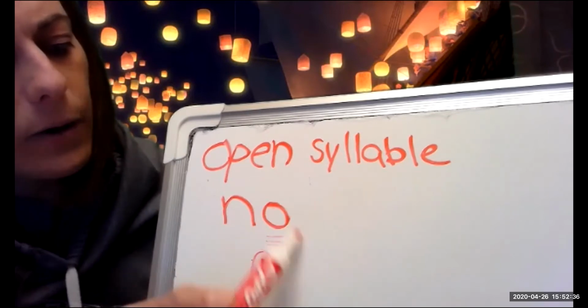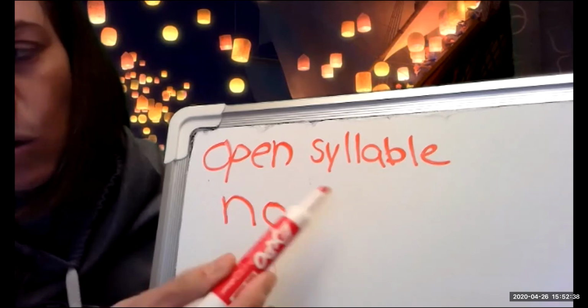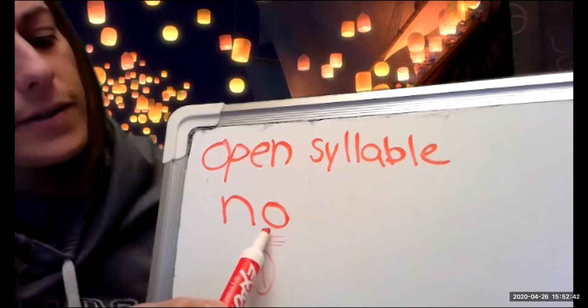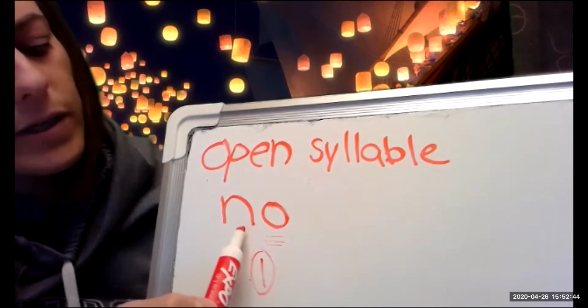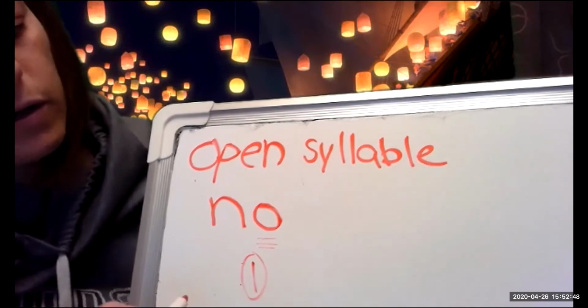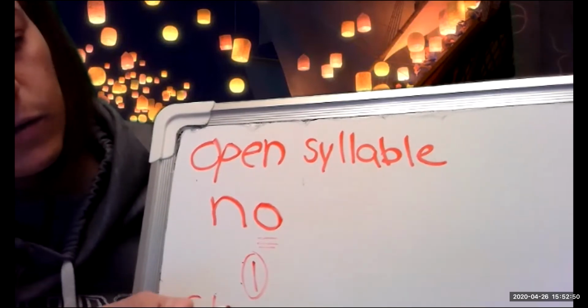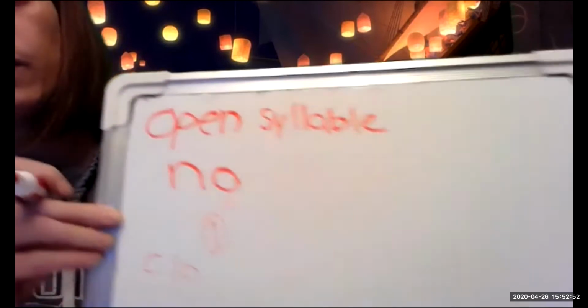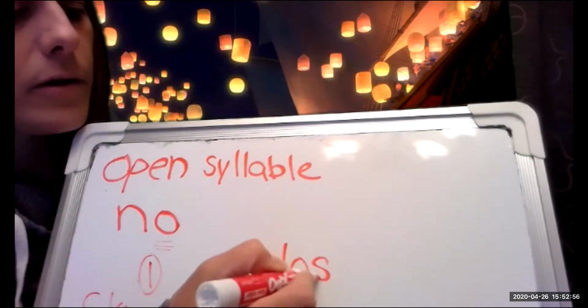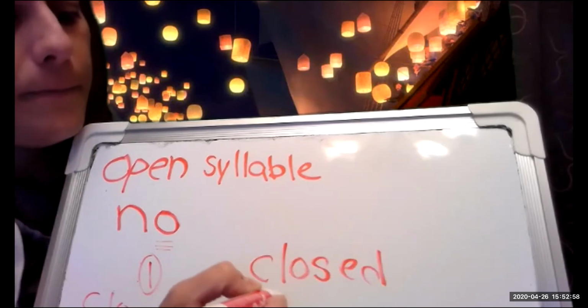It's open here. There's no letter here. The space is open. You're going to make the long vowel sound. So instead of n-ah, it's going to say n-o. Okay, let's go on to a closed syllable.